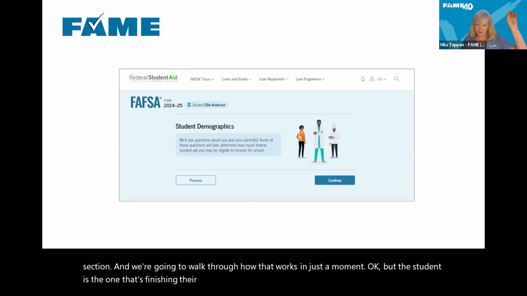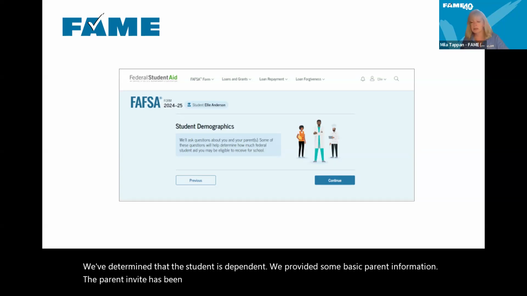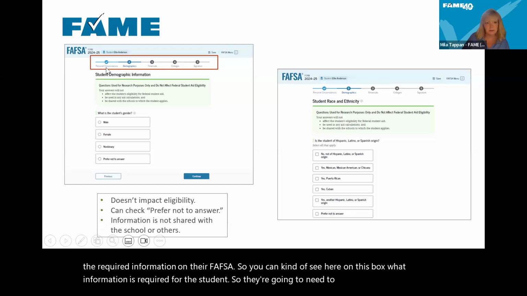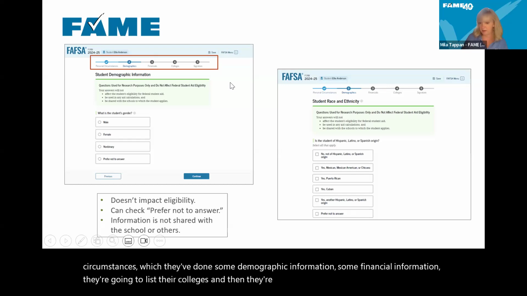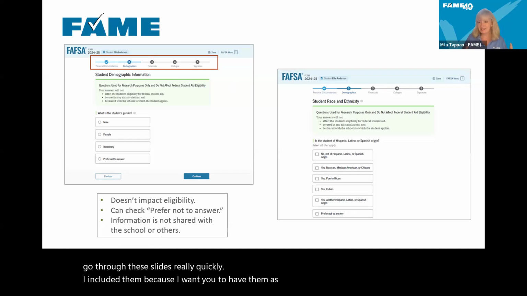So we've determined that the student is dependent. We provided some basic parent information. The parent invite has been sent. And so now the student can finish off and provide the rest of the required information on their FAFSA. You can see here on this box what information is required for the student. They're going to need to provide their personal circumstances, which they've done, some demographic information, some financial information. They're going to list their colleges, and then they're going to sign their FAFSA. I'm going to go through these slides really quickly. I included them as reference, but these are pretty straightforward.